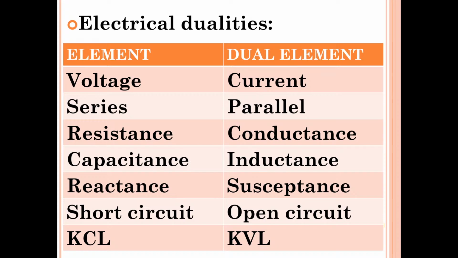Just draw this table in your notes. Based on this table, we are going to solve the numerical problems without any equation. Simply a circuit will be given. We will just modify that circuit. We will replace it with its dual circuit. Completed?